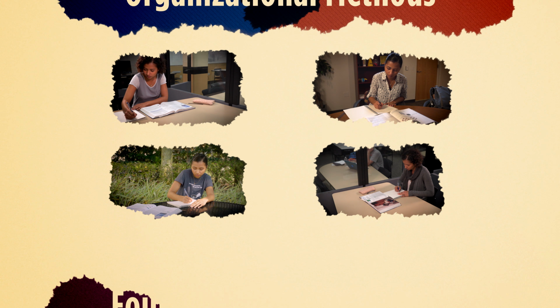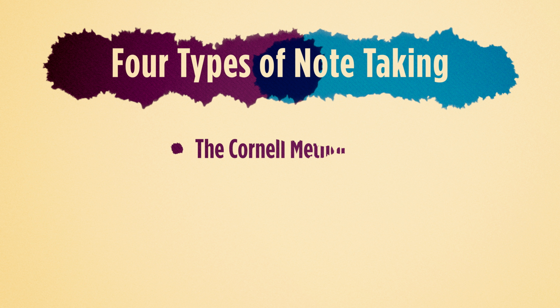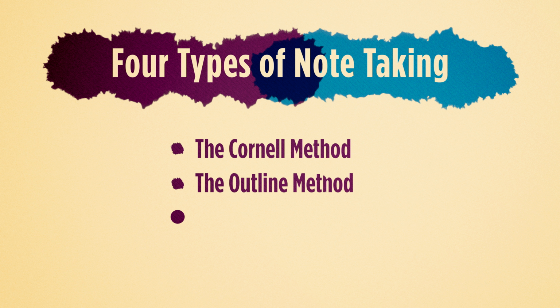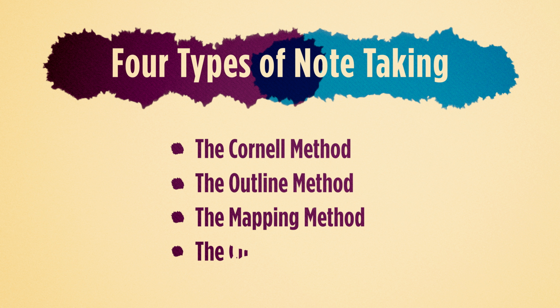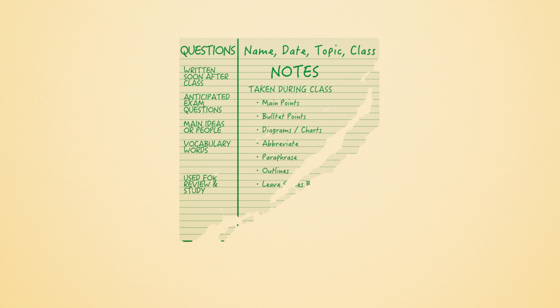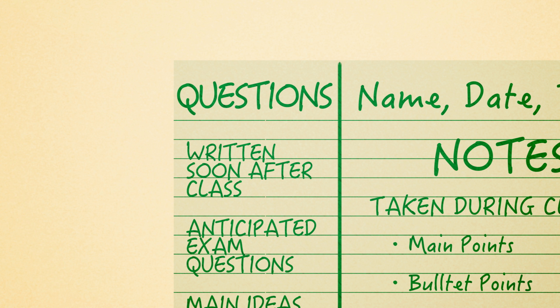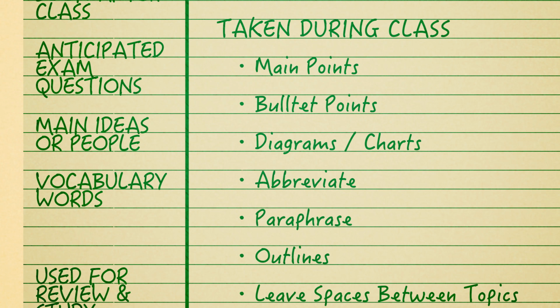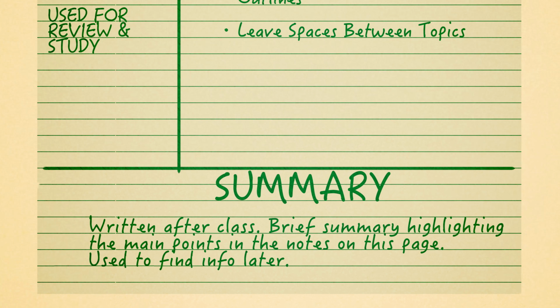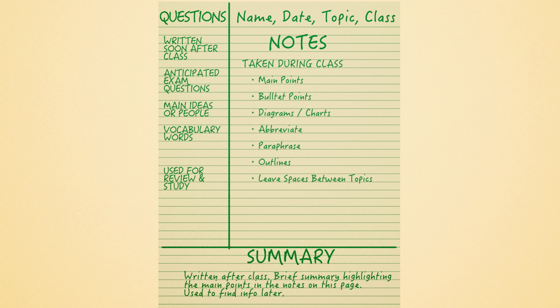The 4 types of note-taking include the Cornell Method, the Outline Method, the Mapping Method, and the Charting Method. In the Cornell Method, notes are separated into 3 sections: questions, notes, and summary. Doing this makes recording your lecture, asking questions, and reviewing your information a lot easier.